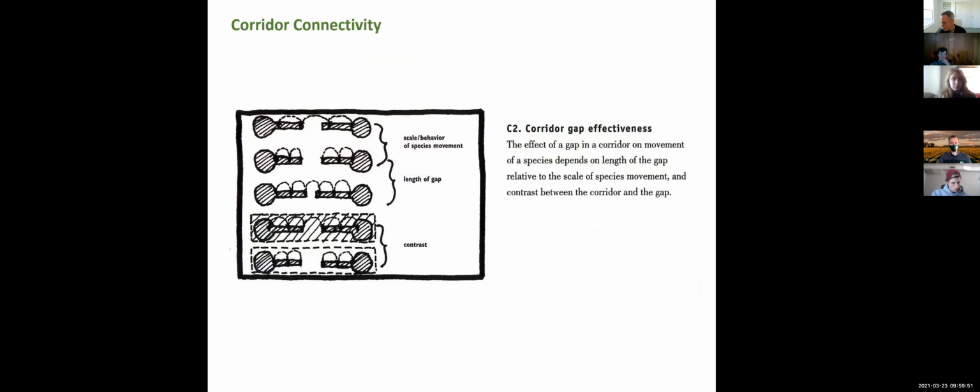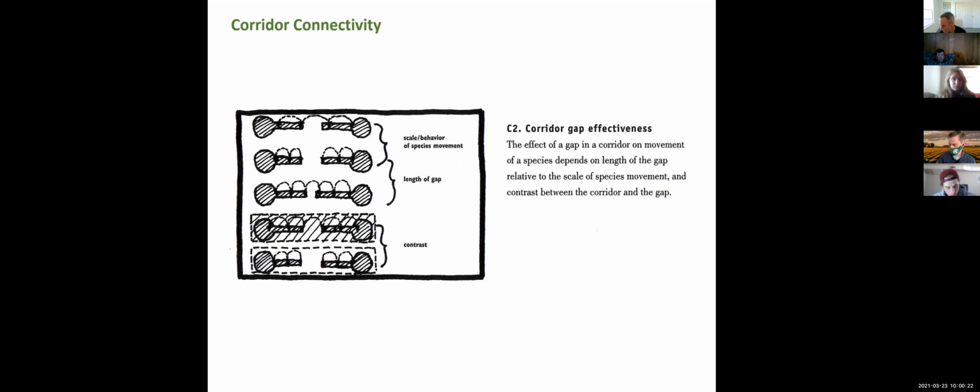And since gaps in corridors have such an impact on connectivity, it's important to consider the nature of those gaps and the impacts on specific species. The top three diagrams here show the relationship between the distance over which an organism typically ranges and the length of gap that can be traversed. So animals with larger scale movement behavior will be able to traverse larger gaps in the corridor than those with shorter range movements.